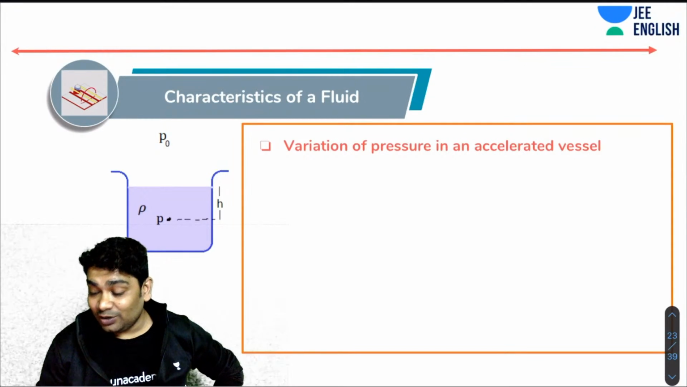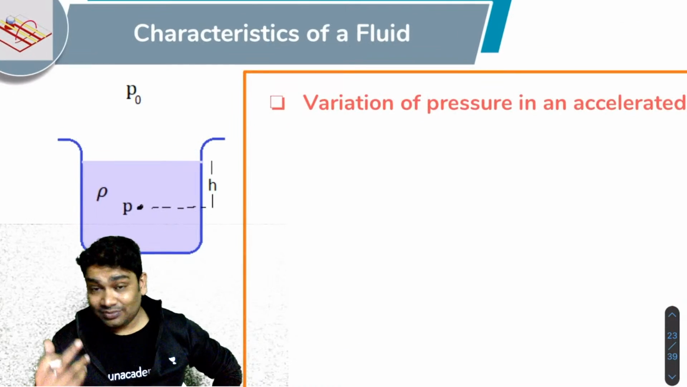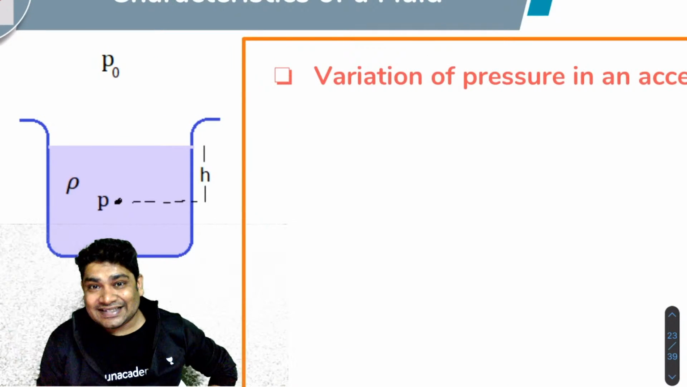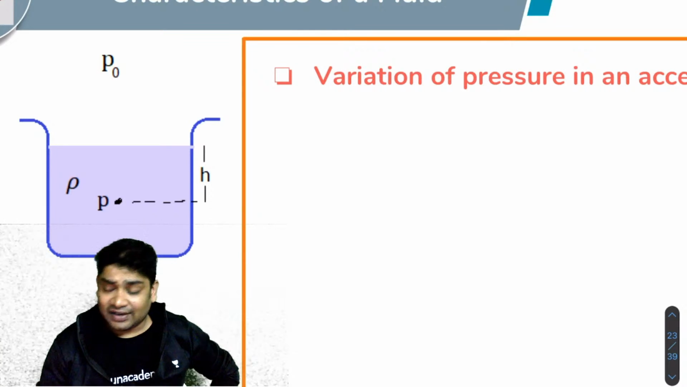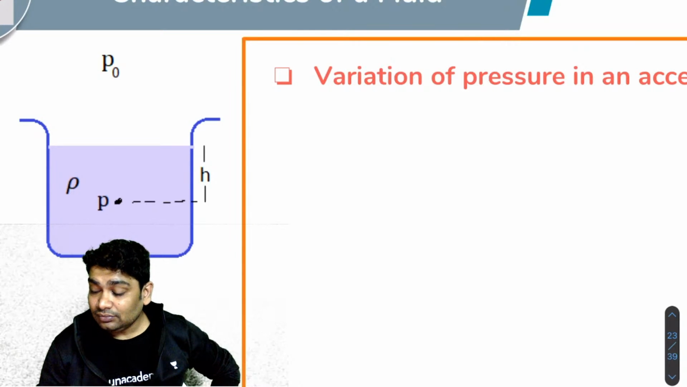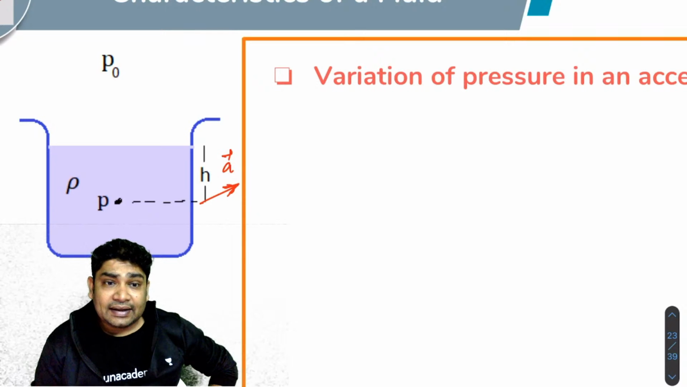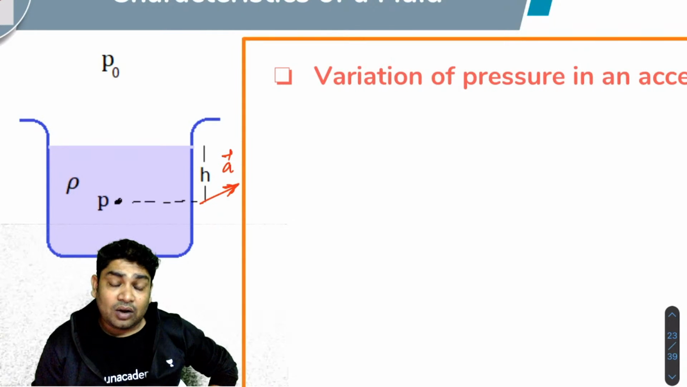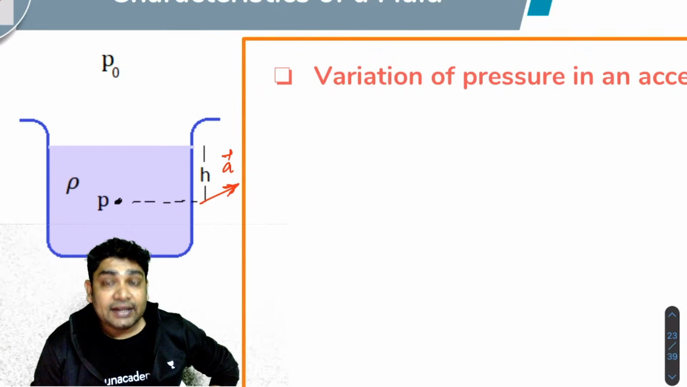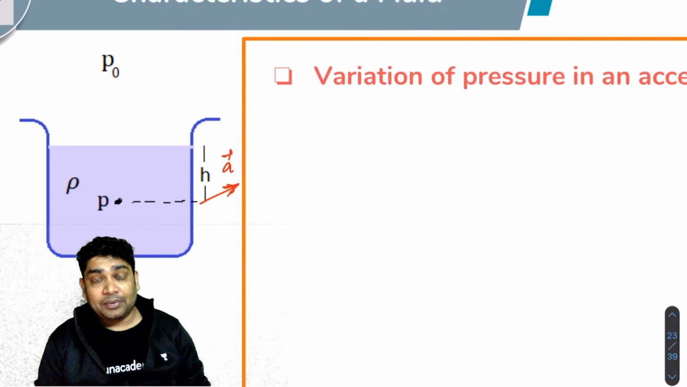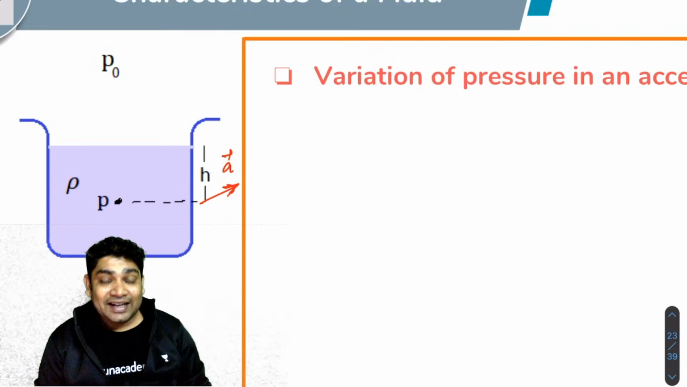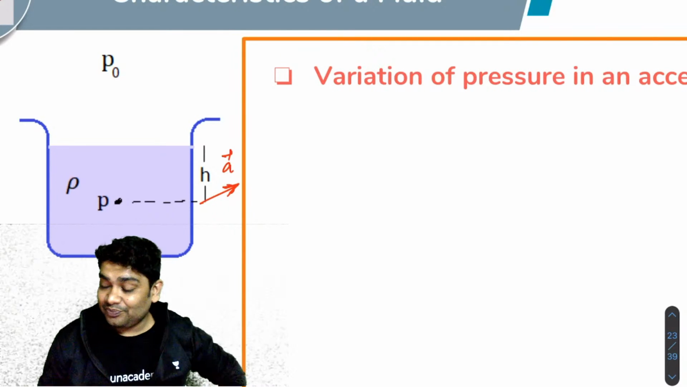So how do I do that? What I can do is let's say that there is some acceleration a vector of the vessel. In the reference frame of the container, now how will I see the liquid? In the reference frame of the container, again the liquid would be appearing to be in equilibrium and at rest, right?